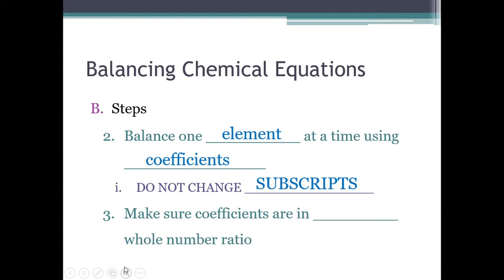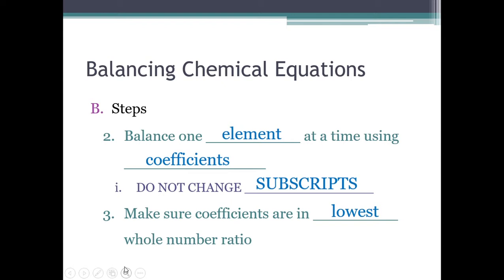Balance all your elements through, and when you're done, make sure that your coefficients are in the lowest whole number ratio. If you can divide them all by 2, divide them by 2. They should not have a common factor.